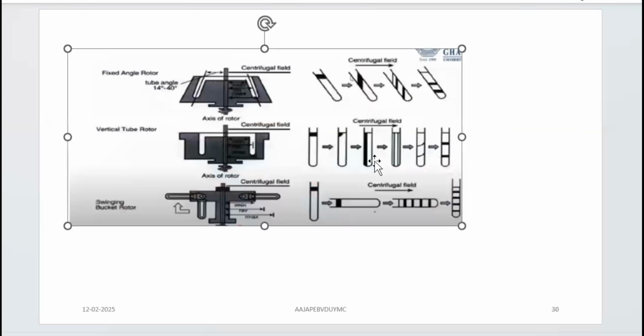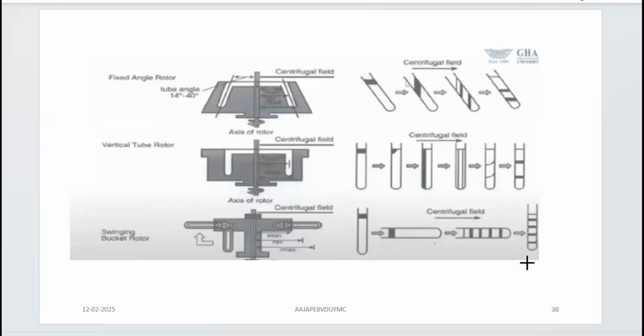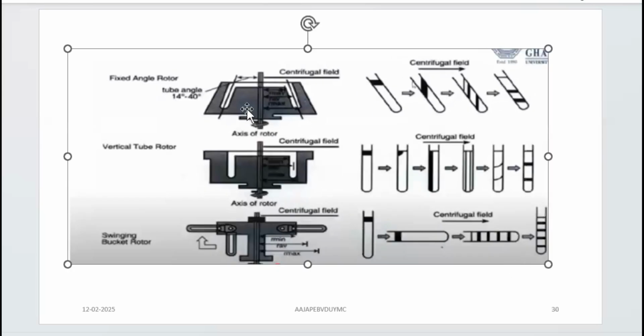Now this is a schematic diagram which shows the comparison. What is the comparison? The comparison is of how different types of rotors are going to work, and how reorientation of the sample is going to happen, and how reorientation of the particles occurs when the centrifuge is accelerated and decelerated, and how it is going to achieve the pelleting.